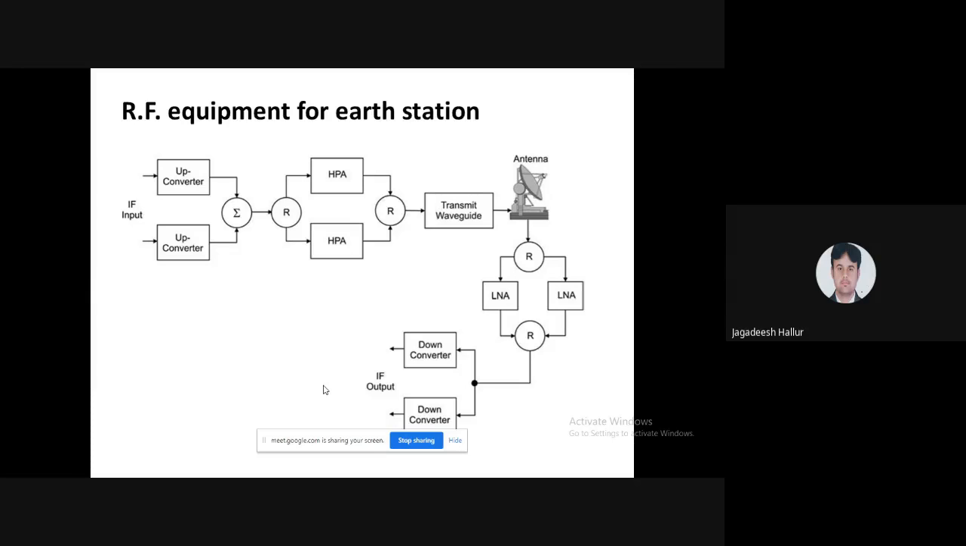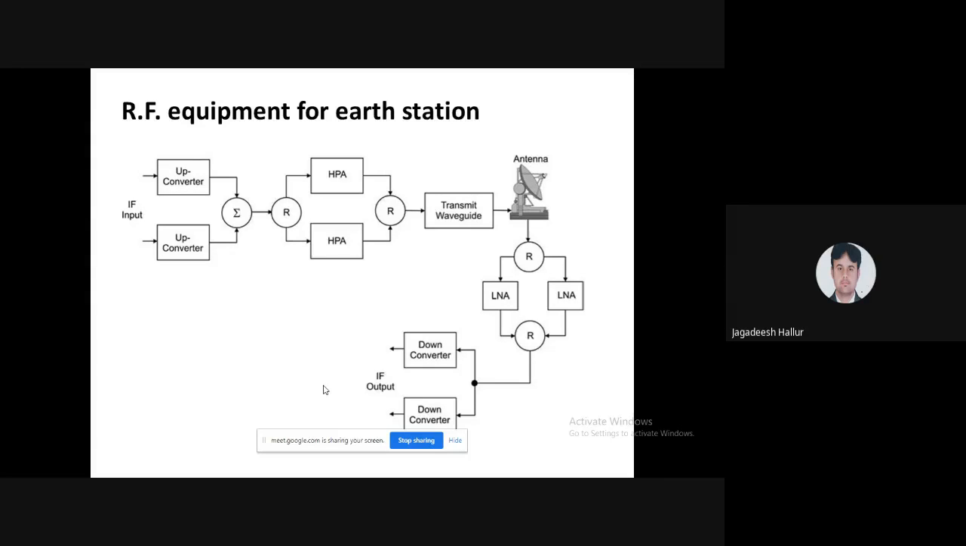At the transmitter end we have a high power amplifier, and at the receiver end we require a low noise amplifier. The low noise amplifier is required for the removal of the noise. To take the signal from the up converter of the transmitter at the earth station to the satellite antenna, we require the high power amplifier. So these two are very important equipment as part of this system: the high power amplifier at the transmitter end and the low noise amplifier at the receiver end. The main function will be done by these two blocks.